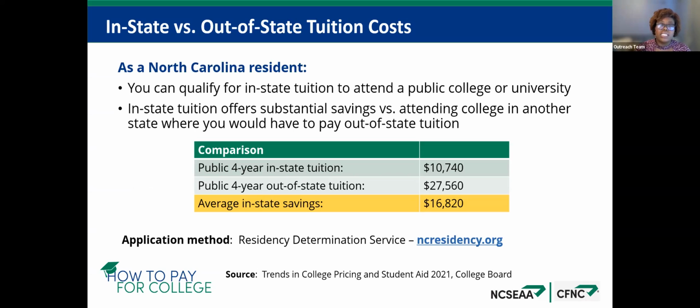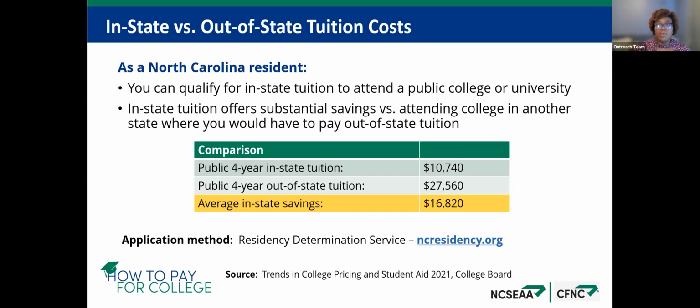And the average in-state savings for attending an in-state institution is almost $17,000. So that's really a perspective shift to think about in-state versus out-of-state tuition costs as a form of state aid. You have to qualify for in-state tuition based on your legal residency in the state of North Carolina. So it's a perk to be able to attend an in-state institution at a lesser cost. This is a type of aid. It's just done on the front end instead of on the back end to help reduce the cost of college up front.